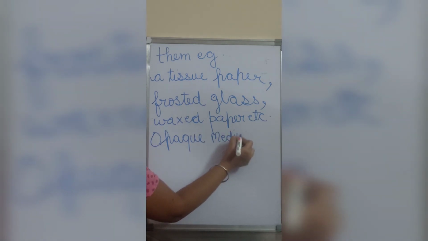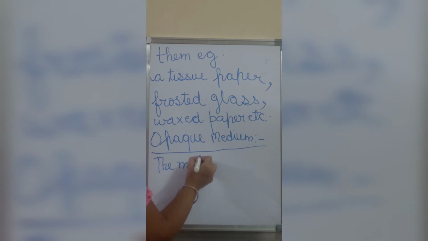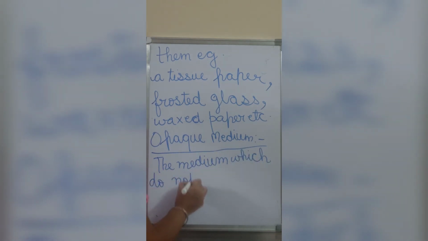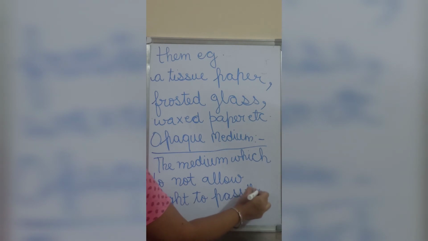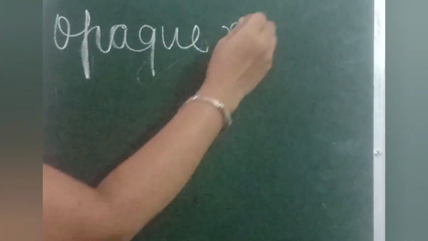Write down a definition of opaque medium. Write down: the medium which does not allow light to pass through them is known as opaque medium.